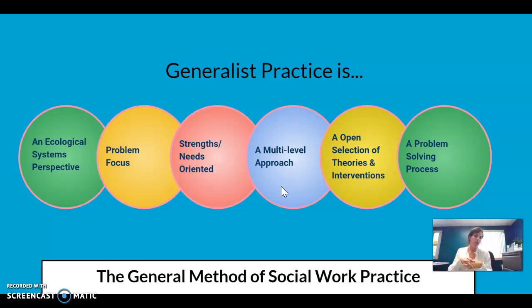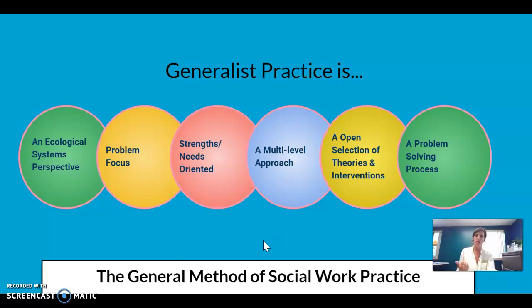The skills that we teach in the generalist practice are able to be applied to all those different levels. So you're not just pigeonholed into working with one certain population or one specific level. You're able to kind of ebb and flow. And honestly, that goes back to some of that ecological system. Like, you can't work with an individual if you don't understand their community.